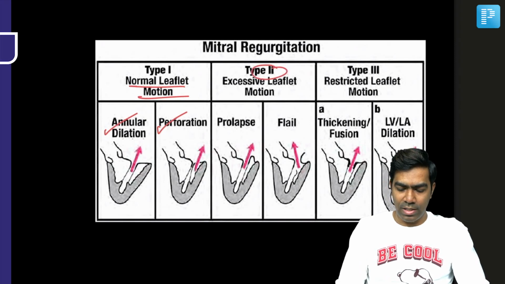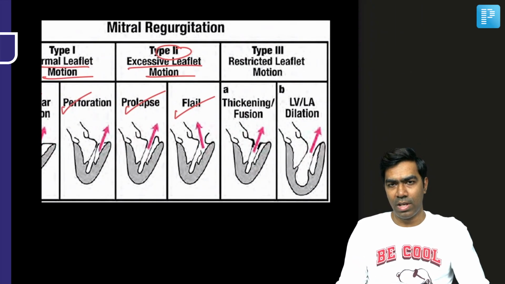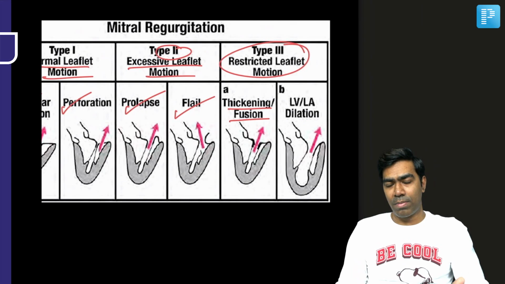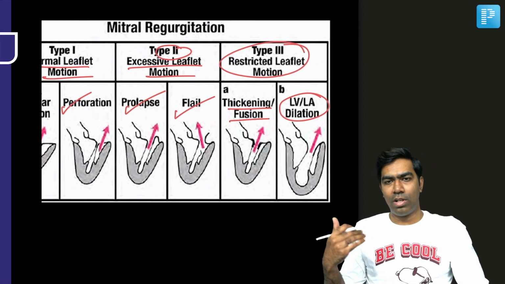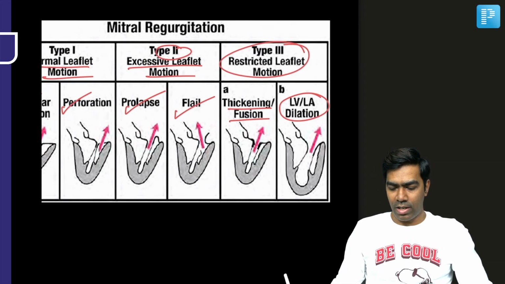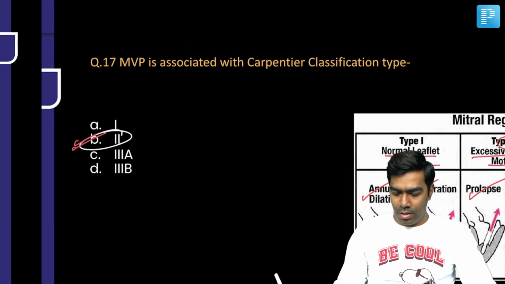And type 2 is due to excessive leaflet motion, which can be due to a prolapsed leaflet or a flail leaflet, especially in the setting of conditions like mitral valve prolapse. And type 3 is due to restricted leaflet motion, which can be due to thickening or fusion of the leaflets that is going to happen in the setting of conditions like rheumatic heart disease, or it can be due to ischemic LV or LA dilatation, where the papillary muscles and the leaflets will be tethered to the non-contracting left ventricular wall. So the right answer for this question is going to be option B, that is Carpentier type 2.